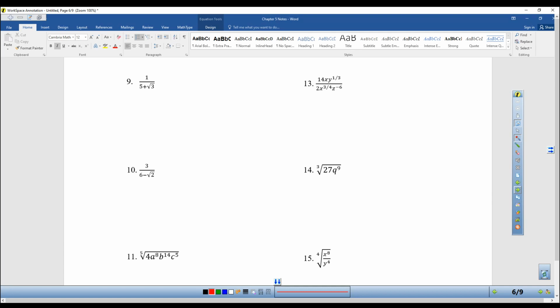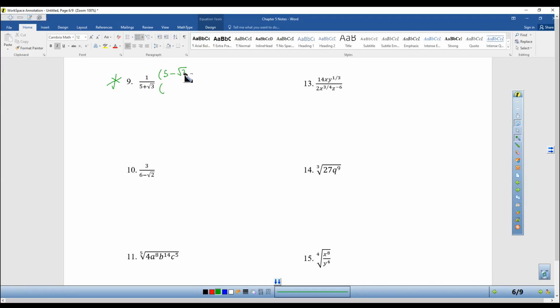On number 9, we can't just multiply. We can't do what we just did. We can't just multiply by the square root of 3 and the square root of 3. That will get rid of this. But then when you distribute it, you'll have 5 square roots of 3. So you didn't get rid of the radical in the denominator. So this is another special one. We're going to multiply the top and the bottom by the conjugate.